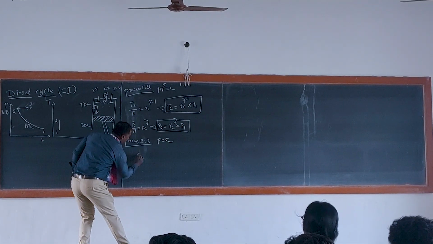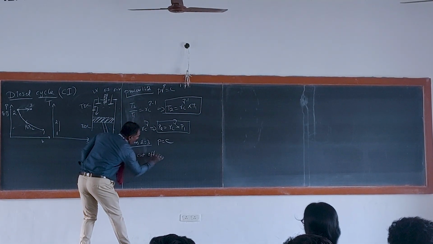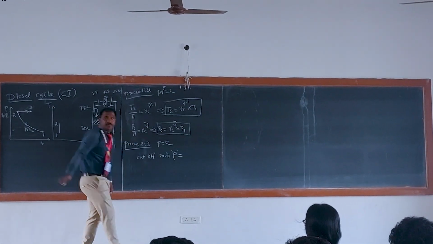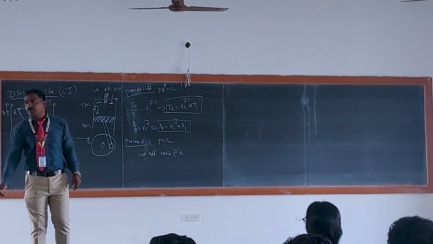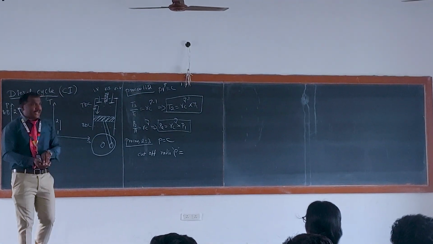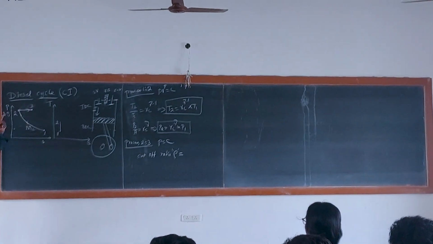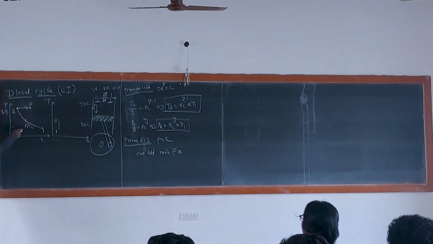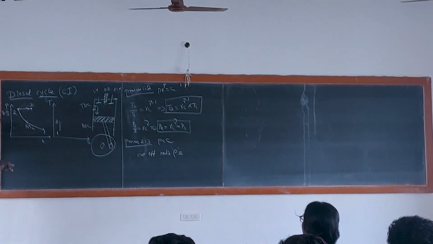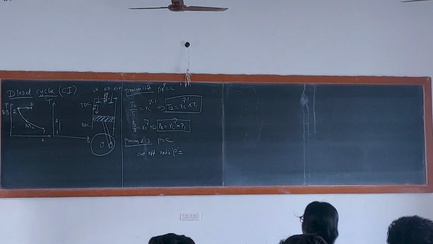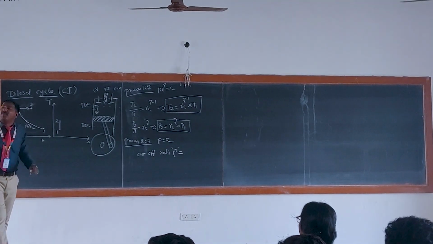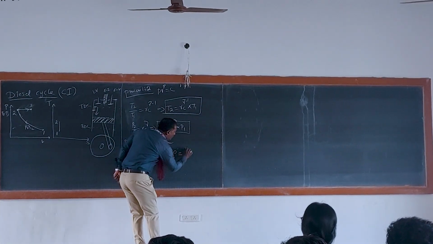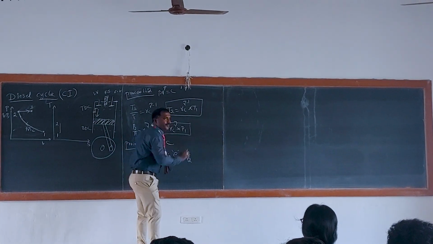Constant pressure heat addition. I will write here. Cut-off ratio, one very important term. It is denoted as rho. So what does the cut-off ratio mean? It is a ratio of volume at the end of fuel injection to the volume at the start of fuel injection, which means rho is equal to V3 by V2.